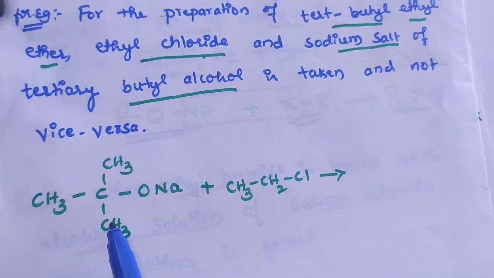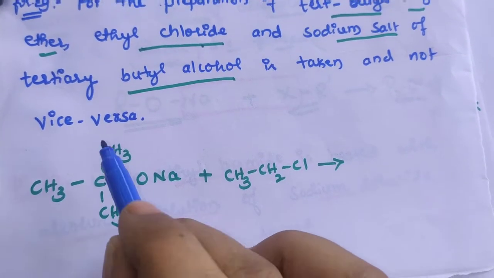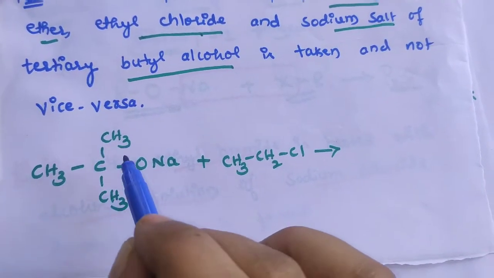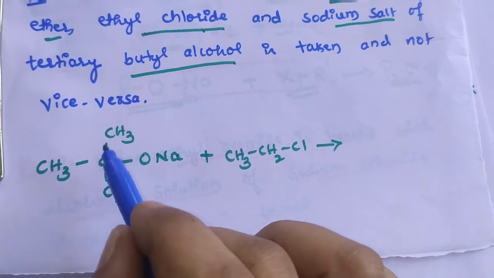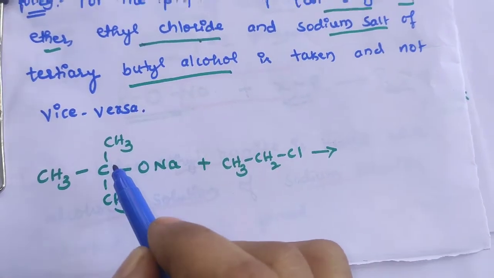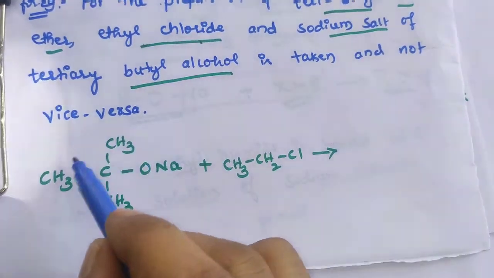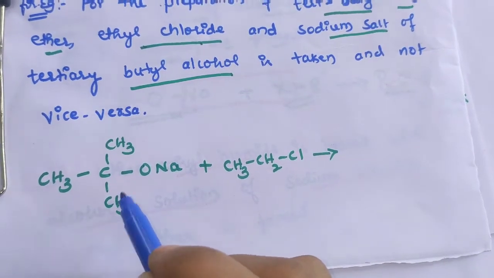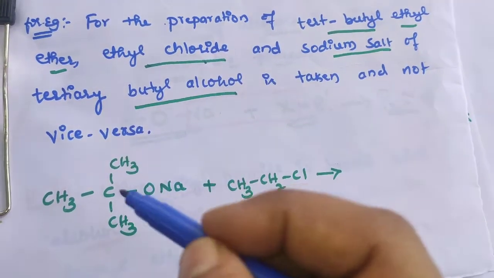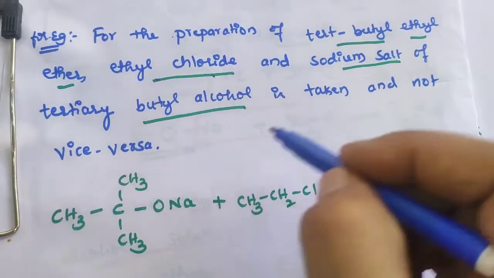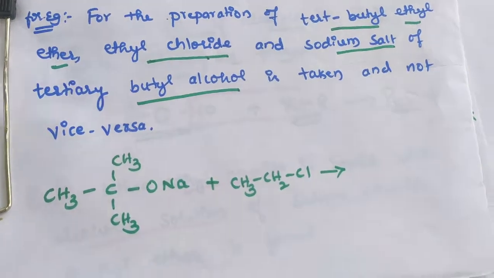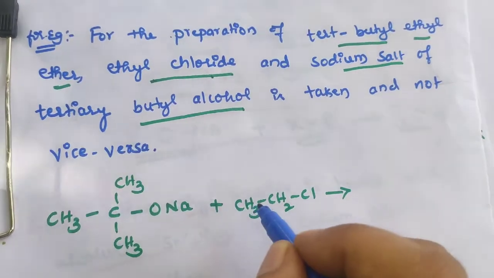Here we can see this is the sodium salt of tertiary butyl alcohol, because we are taking Na here, and there is a tertiary butyl group, because there are 4 carbon atoms. So we should write butyl, and tertiary means the carbon atom is associated with 3 carbon atoms. So this is known as the tertiary butyl compound. It is obtained from an alcohol, that too as a sodium salt. So its name is the sodium salt of tertiary butyl alcohol. It must be treated with ethyl chloride.